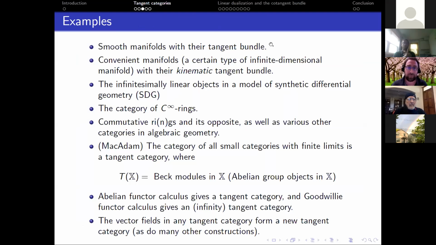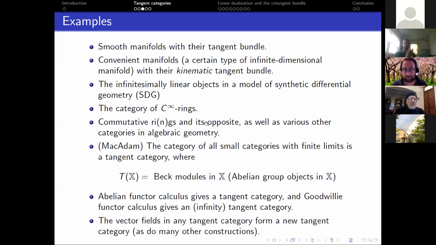So the canonical example is smooth manifolds, their tangent bundle. You can go to infinite dimensional settings as well. So convenient manifolds were developed as a sort of setting for infinite dimensional differential geometry. There's something called the kinematic tangent bundle that forms a tangent category. If we go to synthetic differential geometry and focus on the nice objects there, that gives a tangent category. The category of C infinity rings has been proposed as another nice setting for differential geometry. That's a tangent category as well.